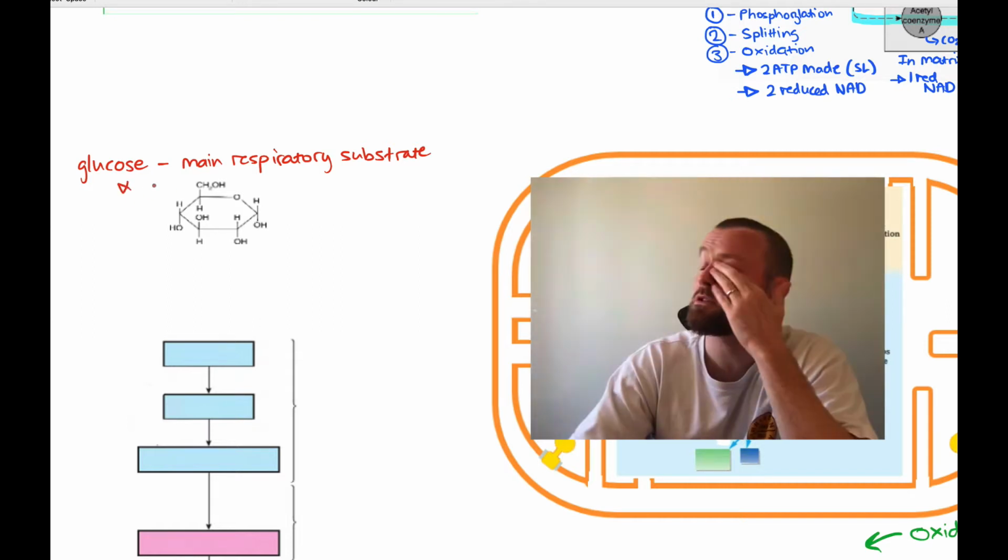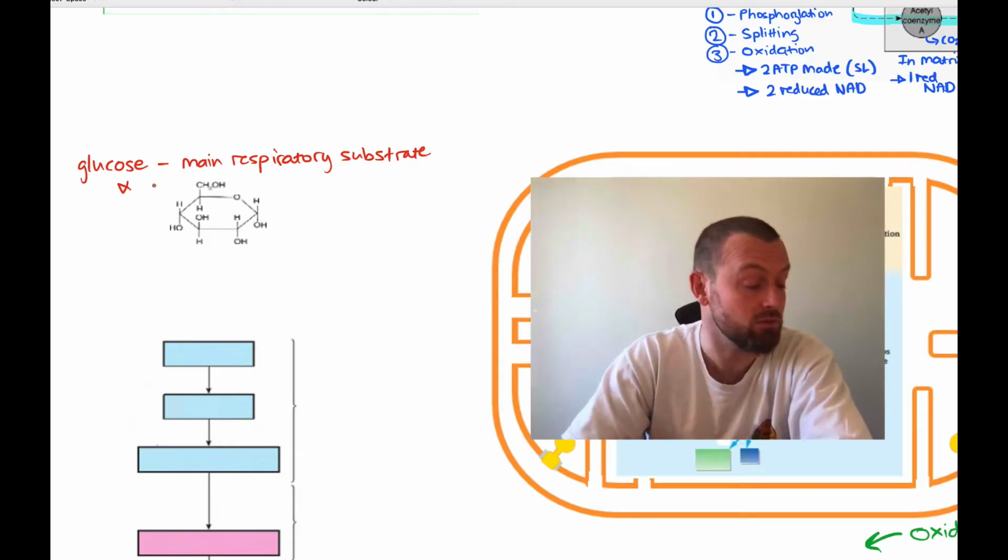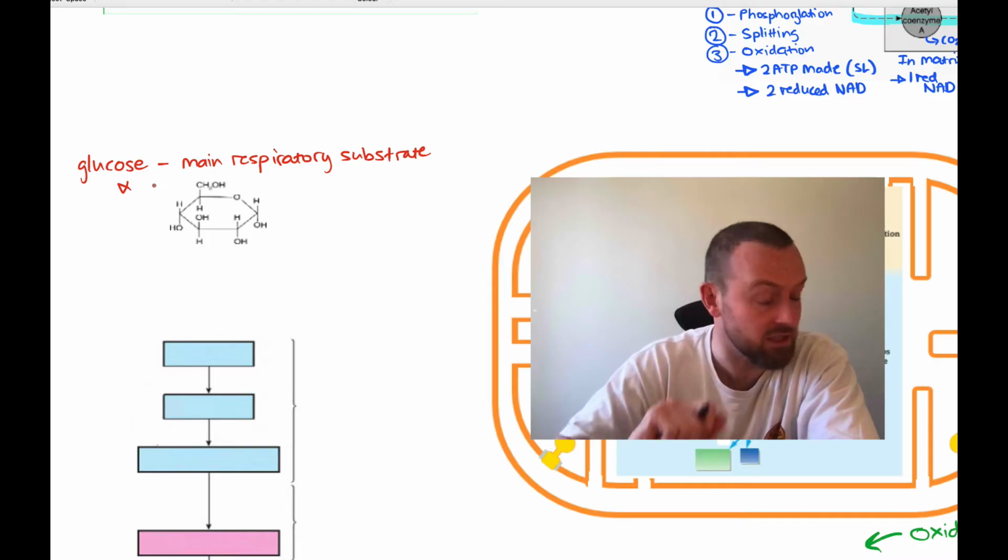Can we respire beta glucose? I suppose we can. Yes, we can. But digesting cellulose is difficult, but we can respire beta glucose as well. You just have to convert it.